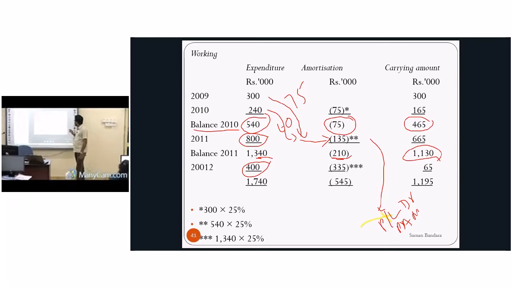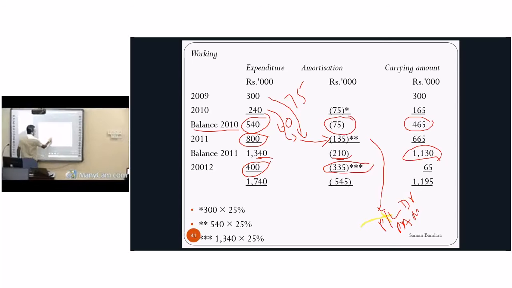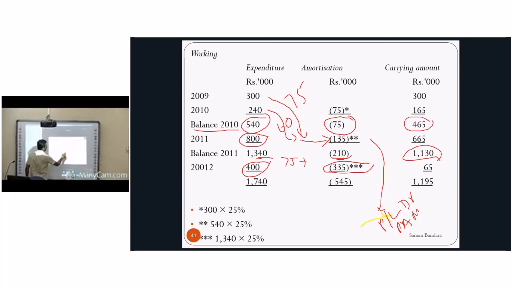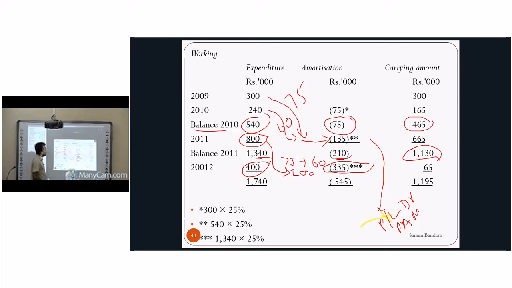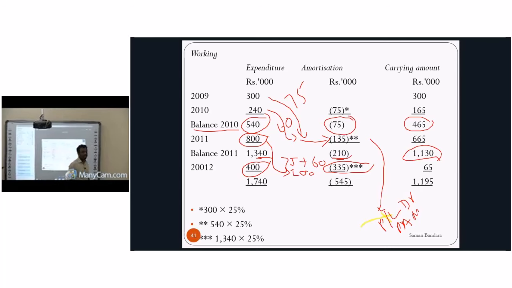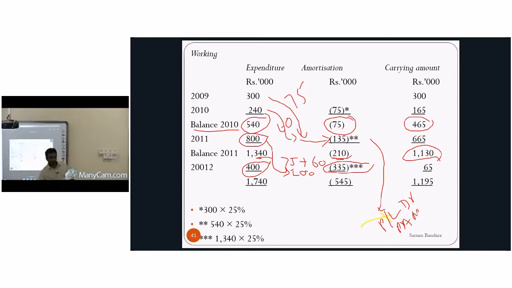Right? And what is amortization for the current year? 335. How to take 335? It is the sum of all these: 75 from the first year plus 60 from the second year plus 200 from the third. Then 60 plus 75 plus 200 will be 335.